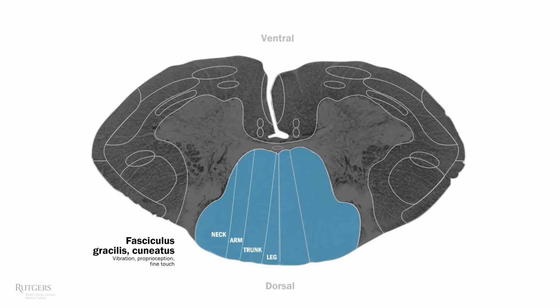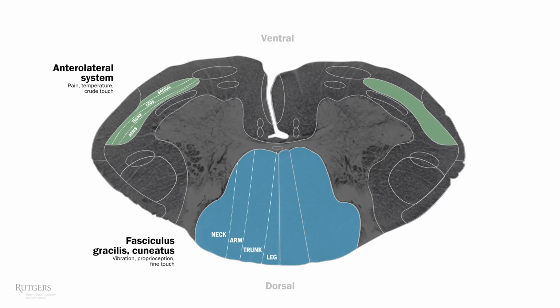The second pathway you need to remember is the spinothalamic tract, which is also known as the anterolateral system, well, because it's anterior and lateral in the spinal cord. And it serves pain, temperature, and crude touch. Remember, as the tract ascends, leg fibers come into the cord first, cross over, and then get pushed to the outside by the trunk and arm fibers that come in later. So legs are lateral and arms are medial.